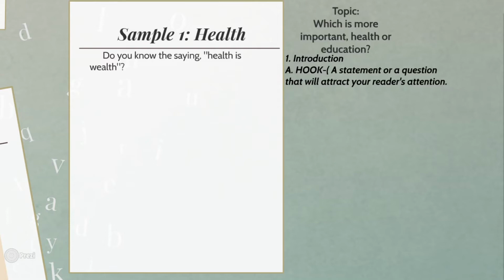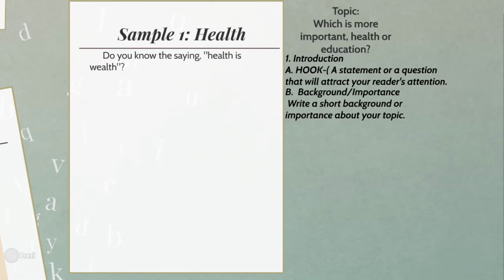Now that you finish the first question, you go to the second sentence. And the second sentence is a background or can be an importance of the topic. So you're going to write a short background or importance about your topic, just like I said. So here I wrote, being healthy means that you are fit, happy, and have no stress at all. So that's a background of the idea of being healthy.